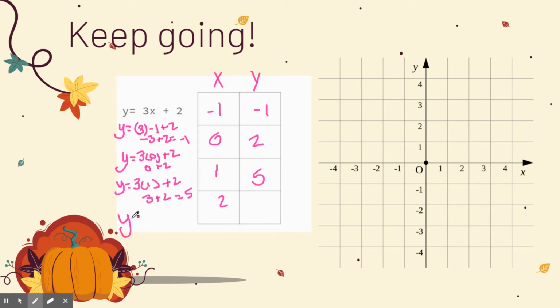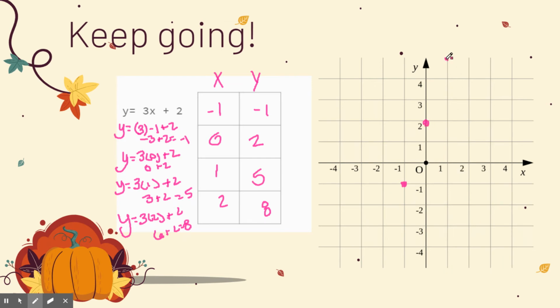And we're going to plug in our very last one, which is y equals 3 times 2 plus 2. 3 times 2 is 6, plus 2 is 8. So our last point is 2, 8. So now I'm going to plot them on the graph. I'm going to start at x is -1, and when x is -1, y is -1. Then when x is 0, y is 2, and when x is 1, y is 5.